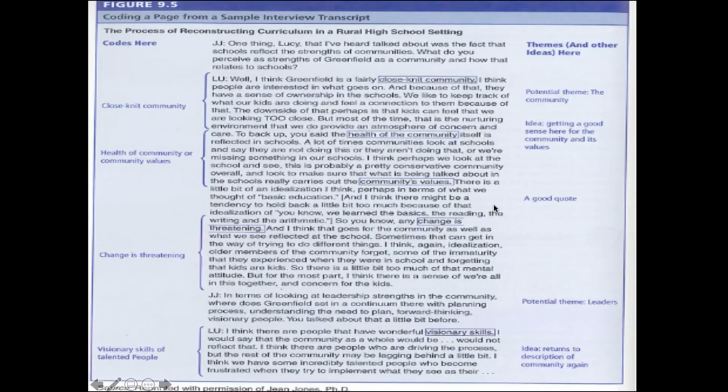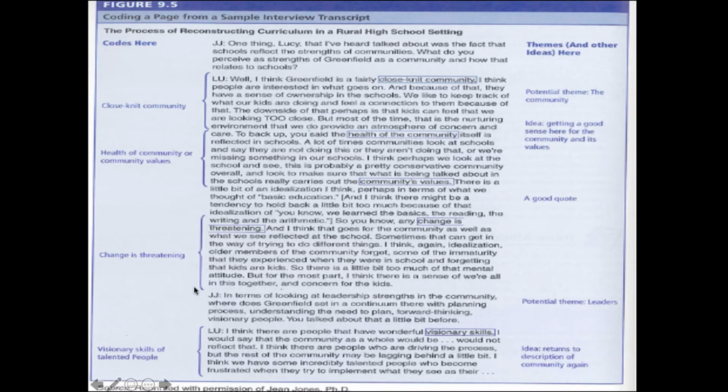Now I give another example here, for example, this is why we talk about coding. Here is a page of a simple interview script or transcript, and you can see the codes in the margin and the themes here. He highlights each keyword that gives a meaning and writes it on the margin. For example, from the first line until here, he calls it close knit community. Then the second, he talks about the health of community or community values.